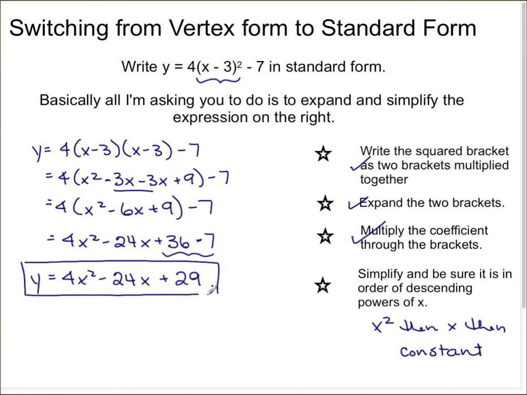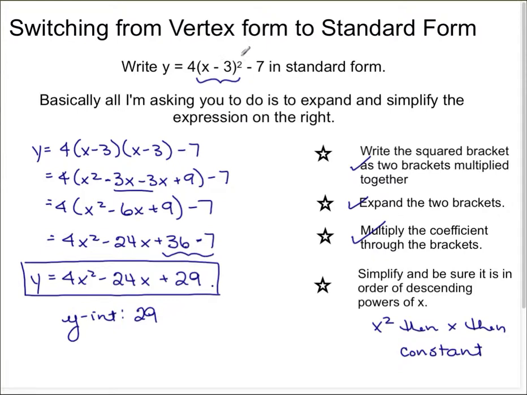What is standard form good for? Well, the only thing standard form is good for is the y-intercept. And so I now know that the y-intercept, which occurs when x is 0, so that these two terms go away if x is 0, 4 times 0 is 0, 24 times 0 is 0, so those go completely away. The y-intercept is 29.